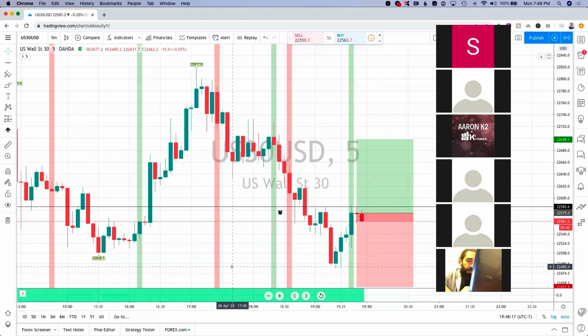I like AUS 200 too. It moves pretty much almost the same. It's a little smoother though. Oh yeah, AUS 200 moves exactly the same direction, but it's cheaper and it moves a little smoother since it's just the top 200 Australian stocks. So it's not as crazy as the US 30 and the DAX 30.